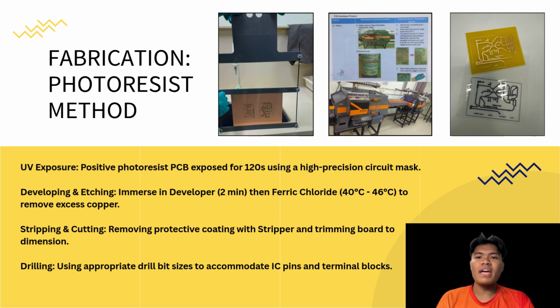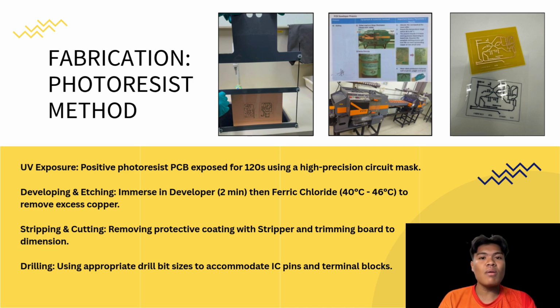Next, I will explain the PCB fabrication process using a photoresist method. The first step is UV exposure. A positive photoresist PCB board is exposed to ultraviolet light for approximately 120 seconds using a high precision circuit mask. This transfers the circuit pattern onto the photoresist layer.